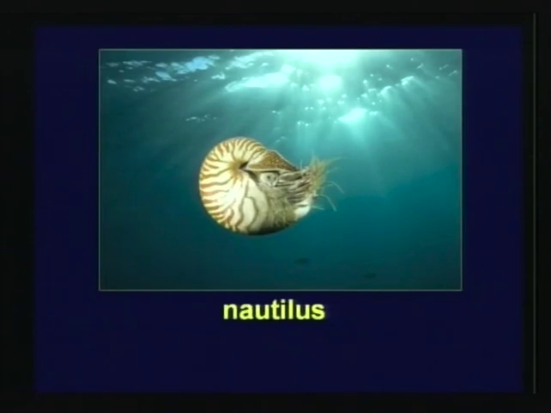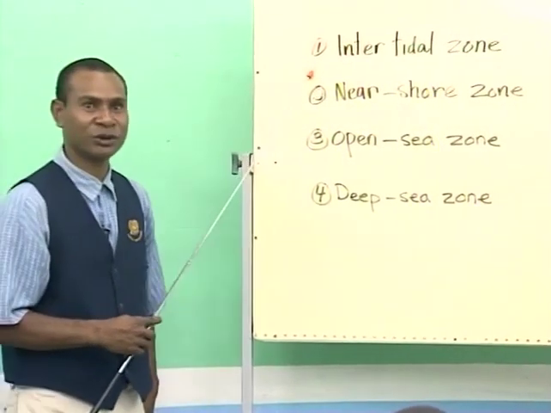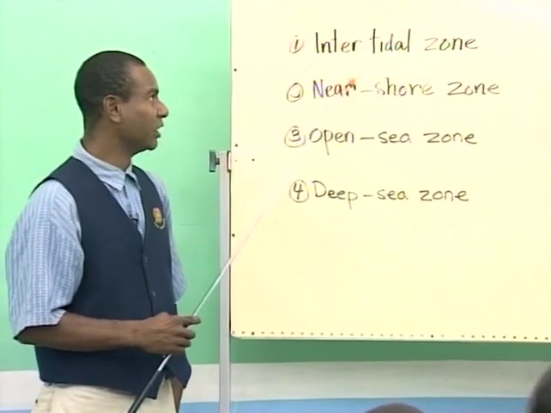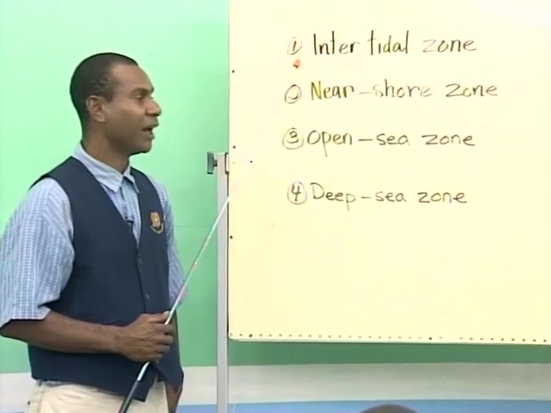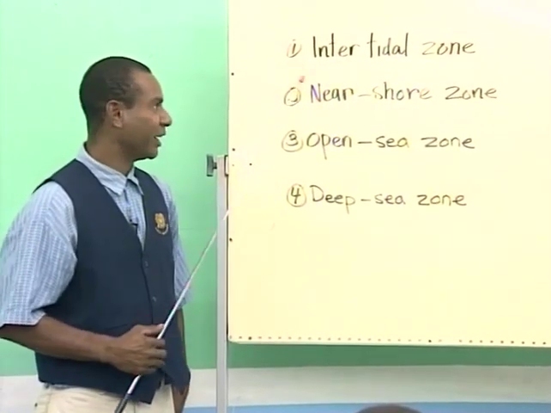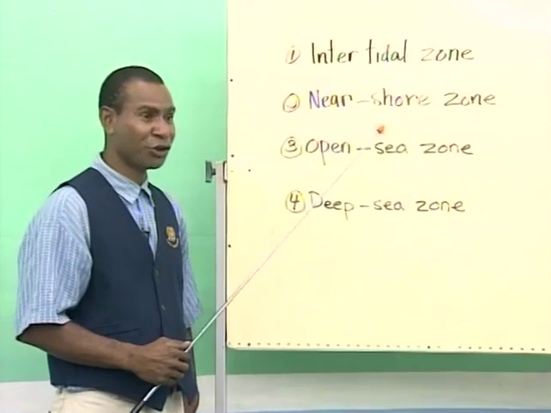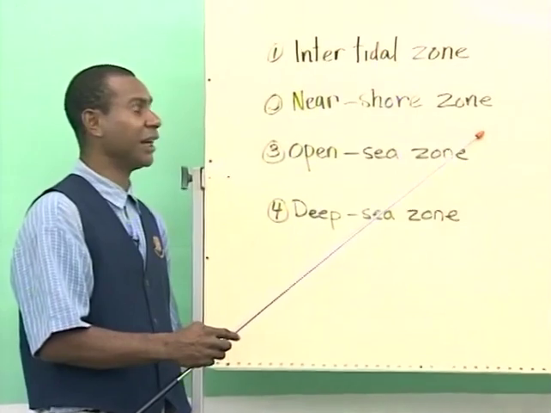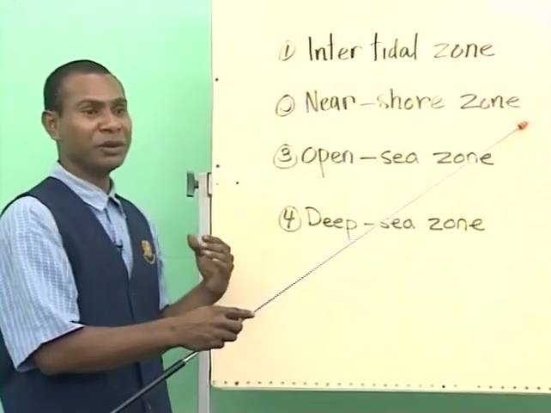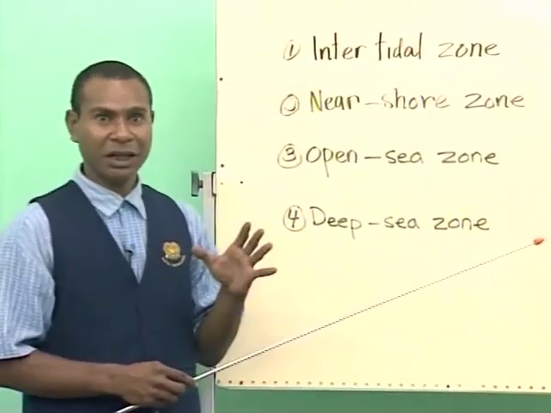Right, let's have a look at our 4 groups or 4 zones of animals that we have listed down. Intertidal zone is near the shoreline. After the intertidal zone is the near shore zone. This is like I described earlier. It is further out and where you will find a lot of living things.